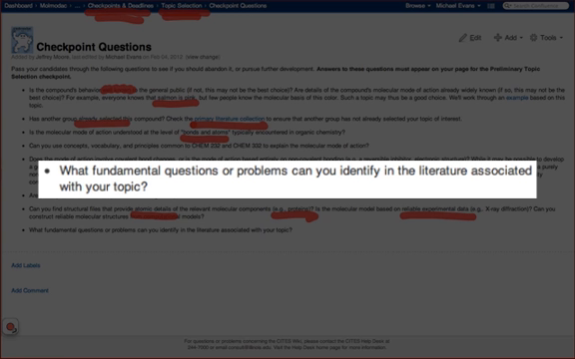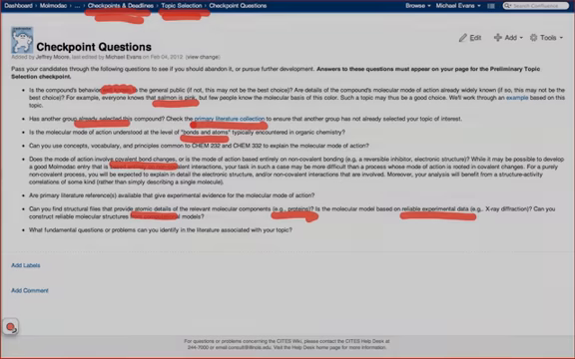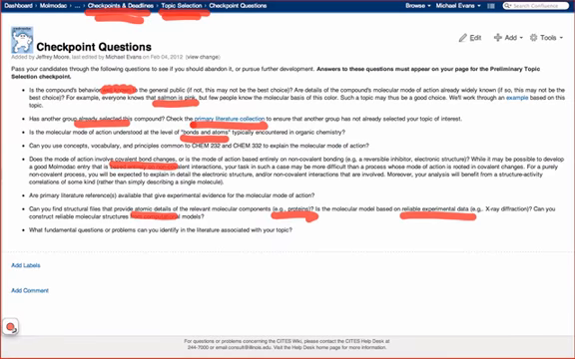And then the final question says, what fundamental questions or problems can you identify in the literature associated with your topic? And so these will form potentially the basis of challenges that you'll place on your wiki page. Challenges are listed under the mechanism of action section, and so you're looking for the fundamental problems associated with proposed mechanisms for the topic. So how is it known? What experiments were done to pin down a particular mechanism, for instance? What are the stereochemical aspects? What are the electronic aspects of a particular mechanism? These are the sorts of questions that you want to think about to answer this final checkpoint question. So if your topic meets all of these checkpoint questions, then it's a great potential Molmodac topic.